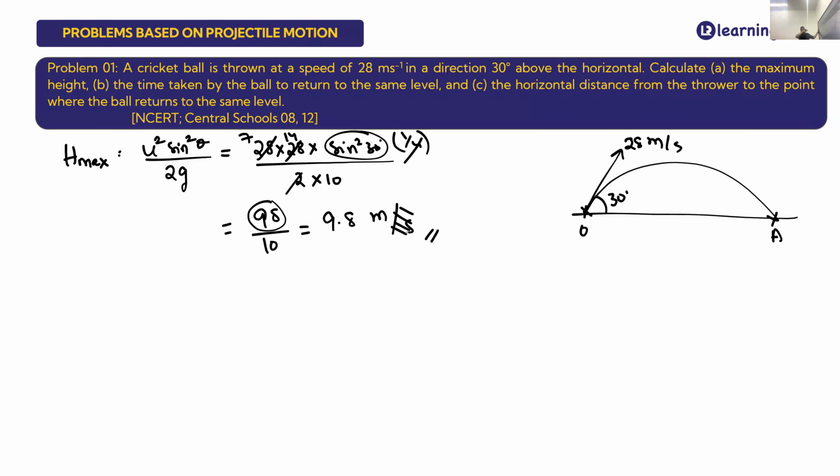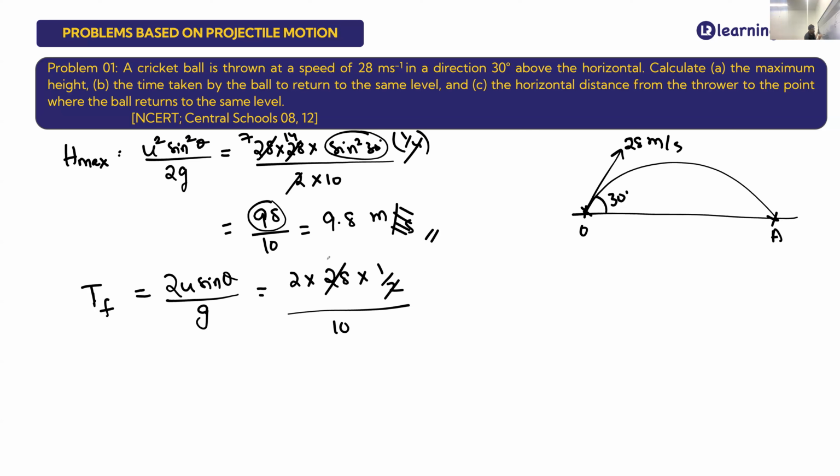Generally, look at the problem. If you have multiples of 9.8, take 9.8, or else you take it as 10. In the previous case, I took it as 10 because I didn't have any multiple of 9.8. So what about the time taken? Time of flight is equal to 2U sin theta divided by G. So 2 into U is 28 into sin 30, which is half, divided by G, which is 10. So this will cancel this 14. You are going to get the same answer, 2.8 seconds.